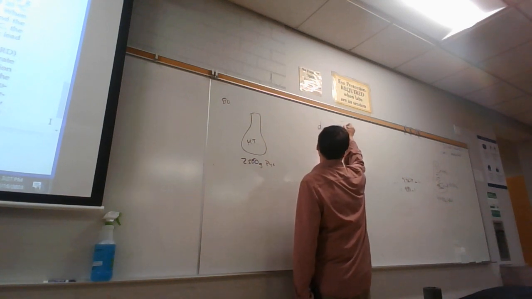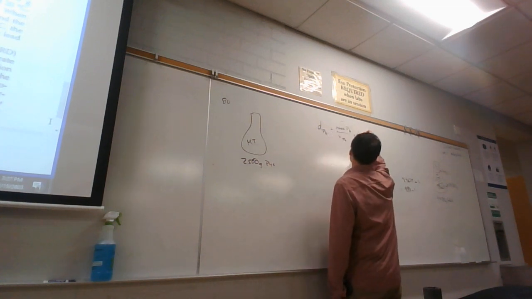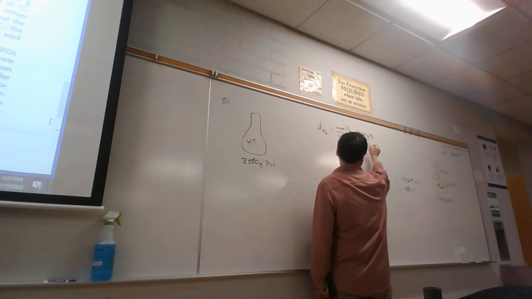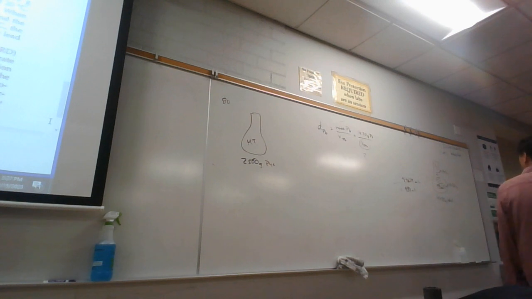The density of lead is the mass of the lead divided by the volume of the lead. The mass of the lead is given. We have 10.20 grams of lead. Well, what is the volume of the lead? The volume of the lead we don't know, so we're going to have to figure it out. How can we figure it out?